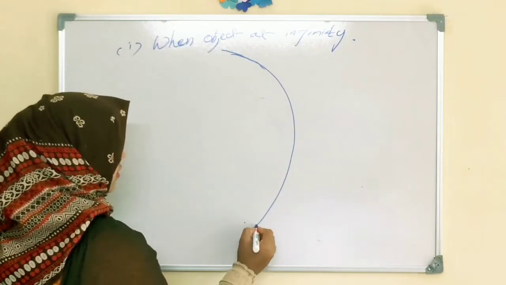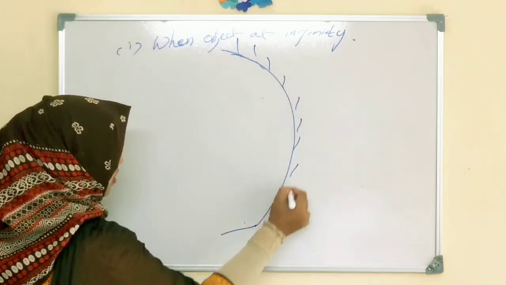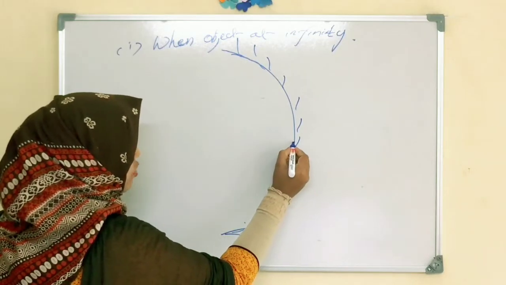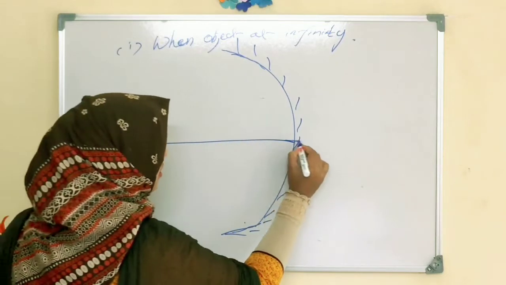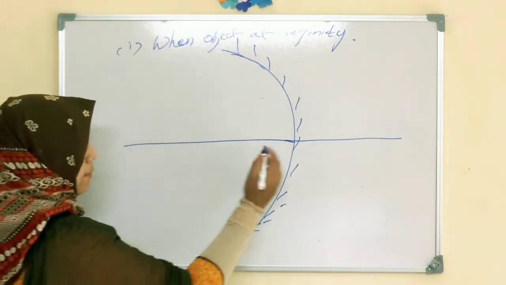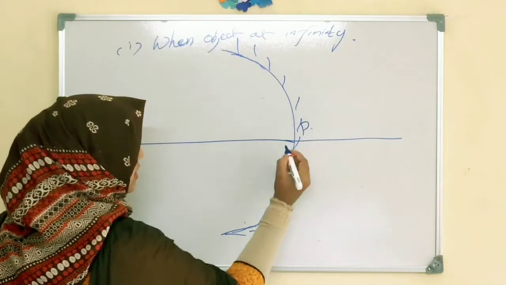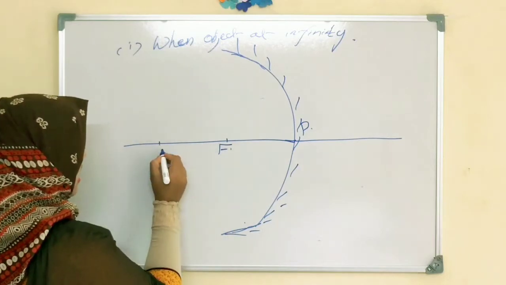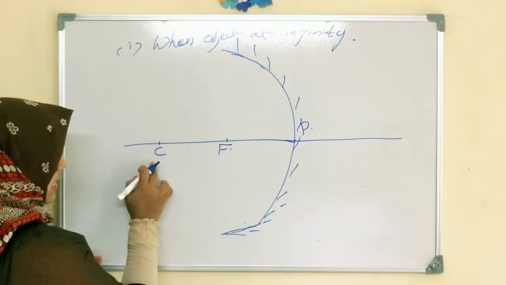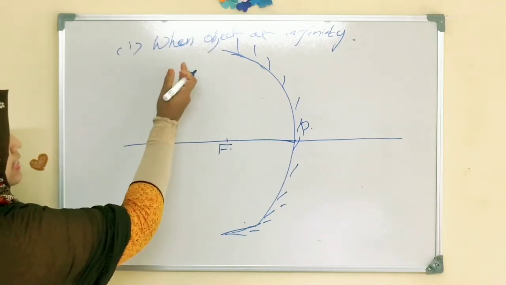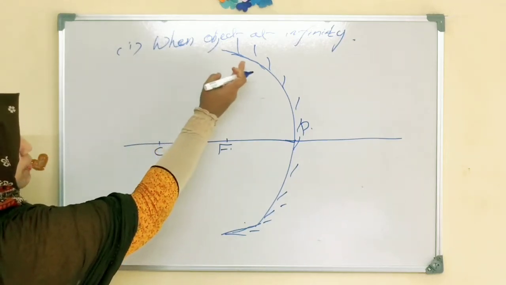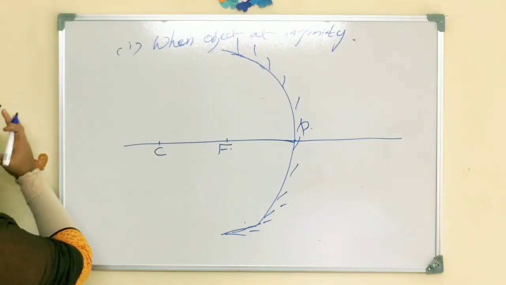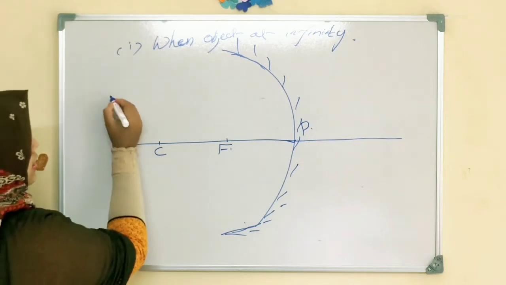Concave mirror, invert curve mirror, concave mirror. Then I am drawing a principal axis. Now I am marking each of the points. This is pole P, focus and center of curvature, principal focus and center of curvature. I already said this first position is when the object is at infinity. So the object is kept at infinity, so the rays are coming from infinity.